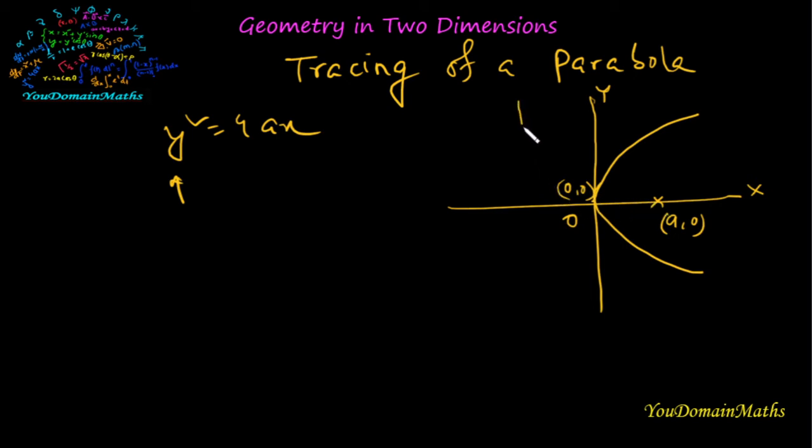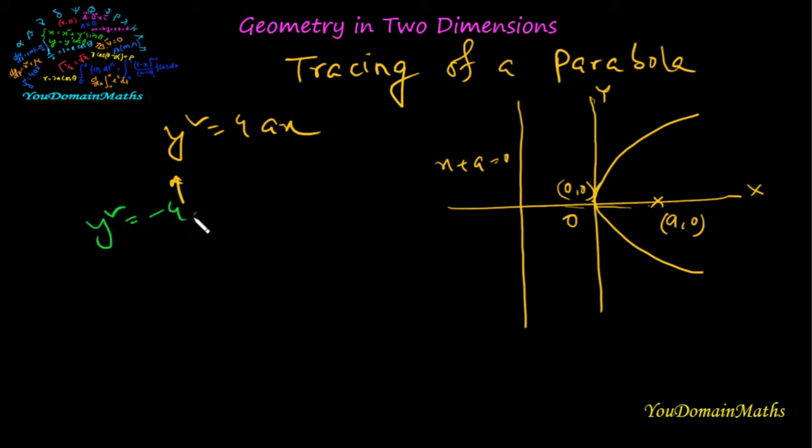Since any point of the parabola satisfies the condition of the parabola, that means it is equidistant from the focus and the directrix. So this is the distance a, and this is the distance a. So this is the equation x plus a equals 0. This is the directrix.